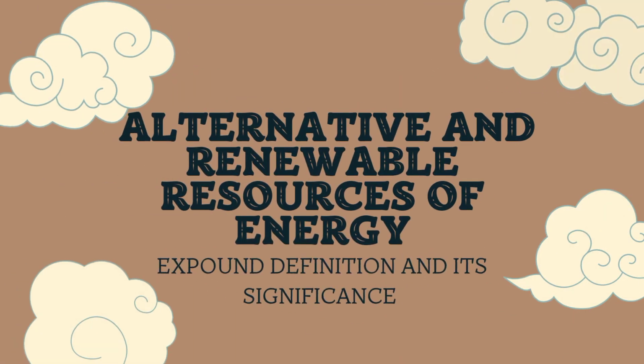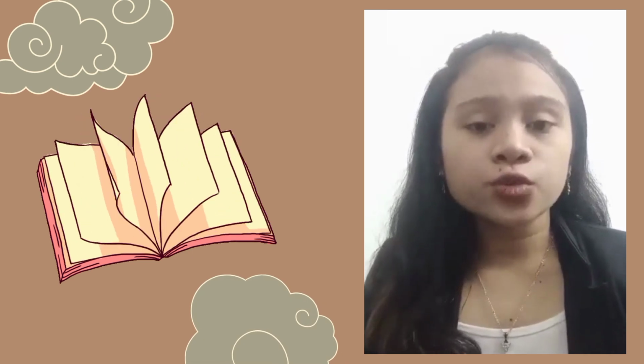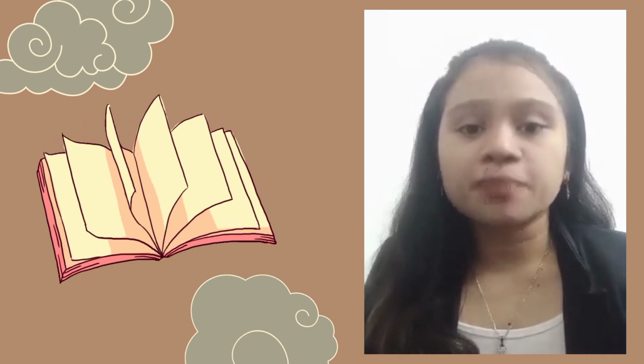Alternative and renewable sources. Alternative and renewable resources of energy refer to forms of energy that are sustainable, environmentally friendly, and can be continuously replenished. These sources offer alternatives to traditional fossil fuels like coal, oil, and natural gas, which are finite and contribute to climate change and pollution. Here are some examples of alternative and renewable energy sources.